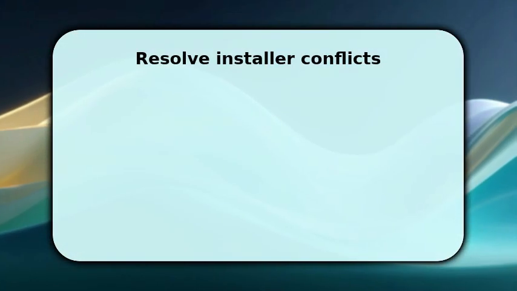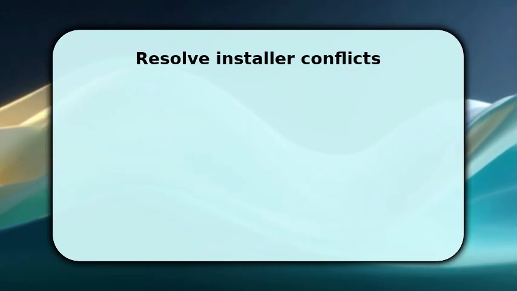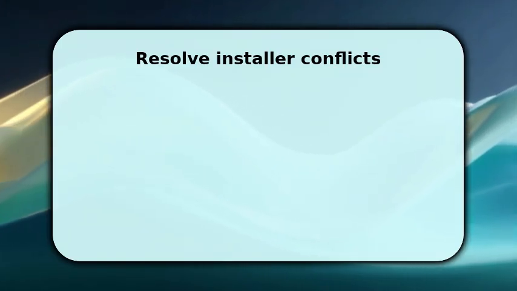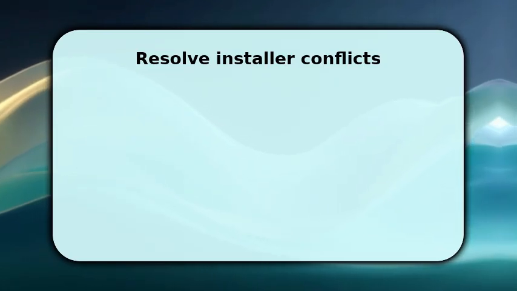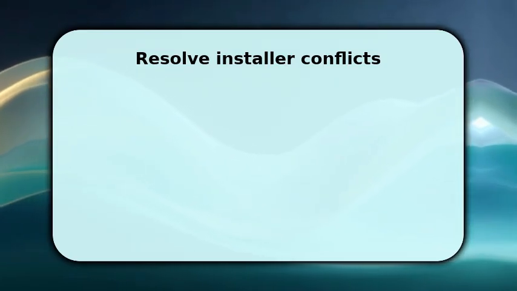You now dig into the complex middle steps to clear conflicts and repair the Windows image. Run DISM with Restore Health to fix component store corruption. This fixes many installer warnings.